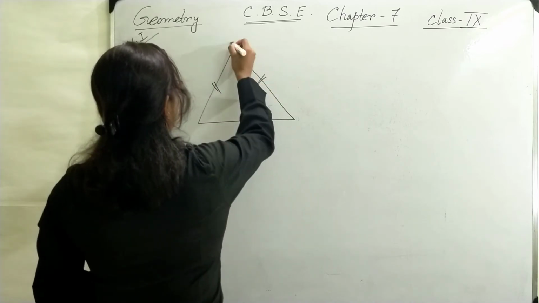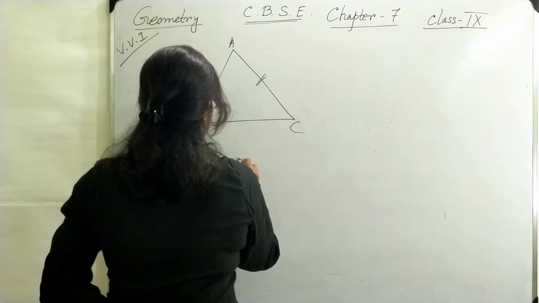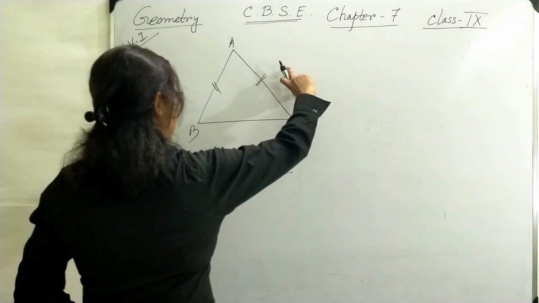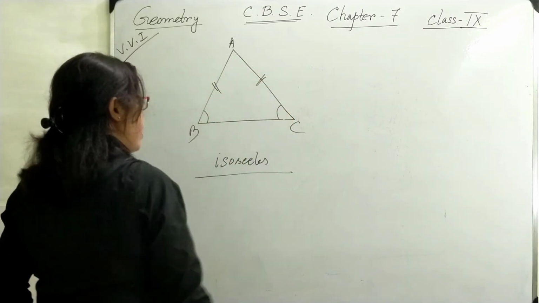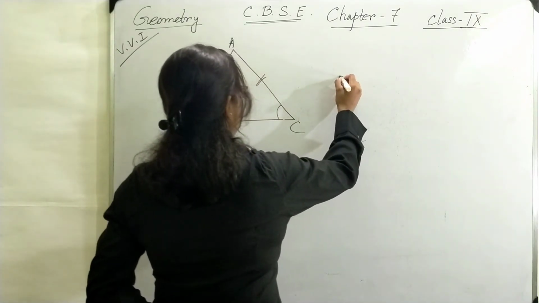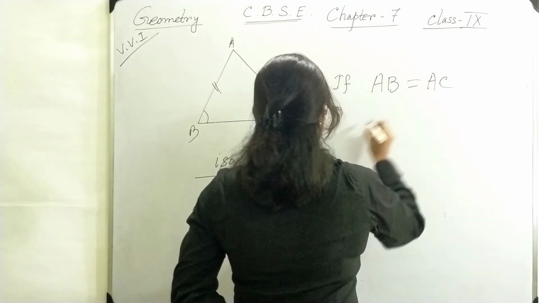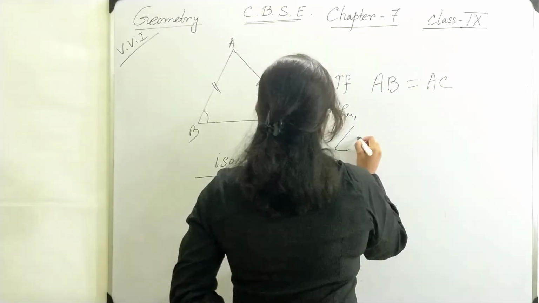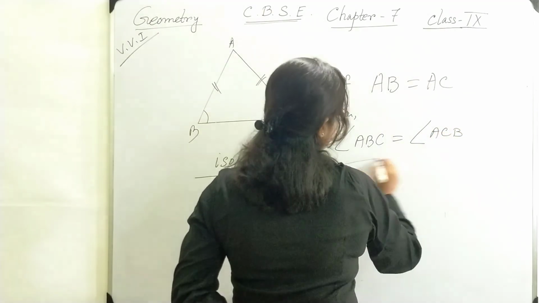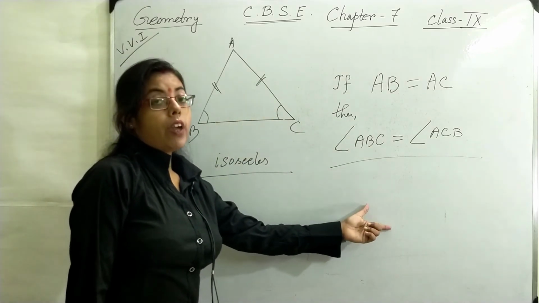See, these two sides of a triangle are equal. This is an isosceles triangle, right? If AB equals AC, then obviously we will get two angles which are equal in nature. If AB equals AC, then angle ABC must be equal to angle ACB. These are the properties. These properties are used for further proof of any theorem.